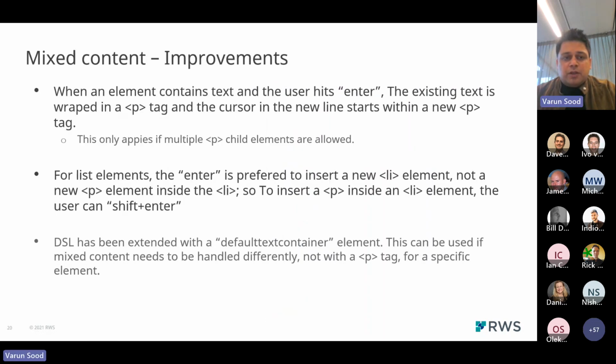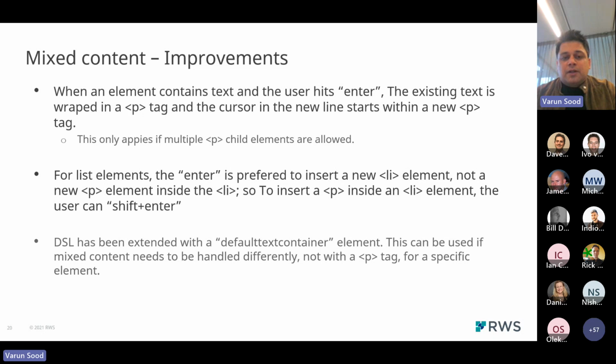One improvement for mixed content is that when an element contains text and the user hits enter, the existing text gets wrapped in a p tag and the cursor on the new line starts with a new p tag. You can start typing and it wraps it in a p tag, and if you press enter again, the next line starts with a new p tag. This only applies if multiple p child elements are allowed for that specific case.